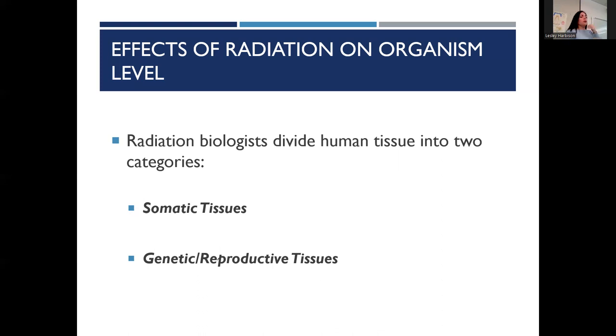So now we're going to keep talking about the effects of radiation on the tissue and the different kinds of tissue, and what we have to think about in terms of what's important, what tissue can be damaged easier and so forth. Radiation biologists divide all human tissue pretty much into these two categories: somatic tissues and genetic tissue. There may be more to it, but that's all we have to know. We're dividing into somatic tissue and genetic or reproductive tissue. That's fairly self-explanatory. If it is a genetic or reproductive tissue, it has to do with the reproductive system in the body. Everything else is considered somatic.